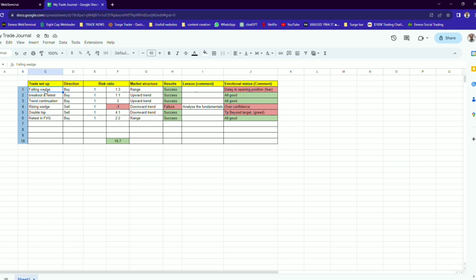For example, you have falling wedge. How many setups do you have? You have 10. Breakouts and retests, you have 6. Trend continuation, you have 14. Rising wedge, you have 4. Double tops, you have 3. And retests in fair value gap, you have 19. Now after a month or after 3 months, you'll end up with a very good data set to analyze which are the best setups and which setups play around your emotions.